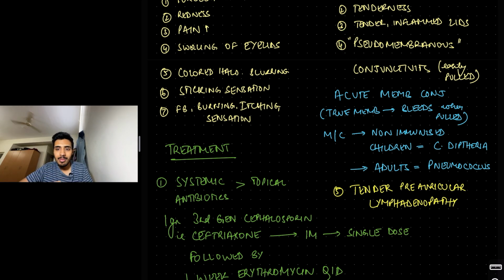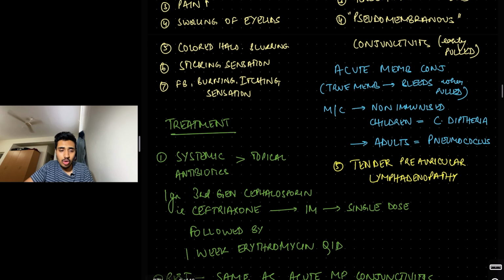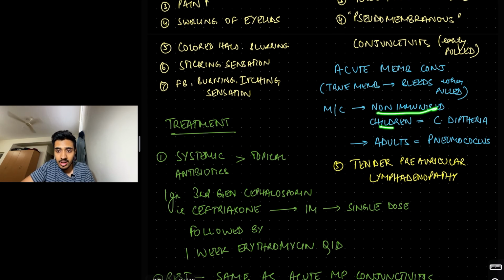And pseudomembranous conjunctivitis, one best example is adult gonococcal conjunctivitis or hyperacute bacterial conjunctivitis. Now let's say when you're pulling a membrane in conjunctivitis, it starts bleeding, then it is true membranous conjunctivitis. True membranous conjunctivitis bleeds when pulled, and the most common cause in non-immunized children is Corynebacterium diphtheriae. In adults it is pneumococcus.